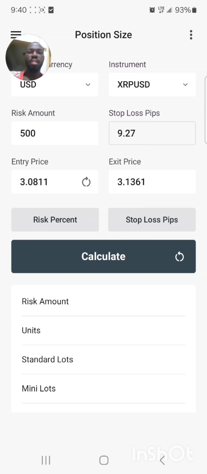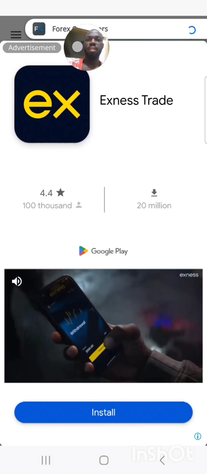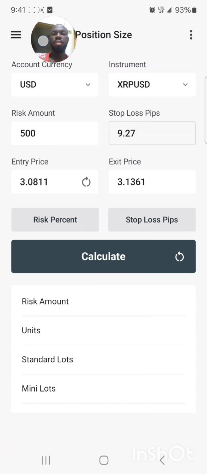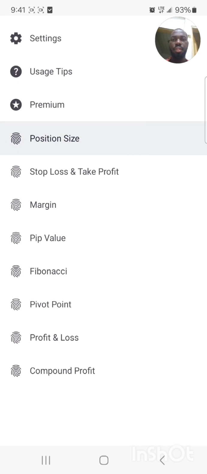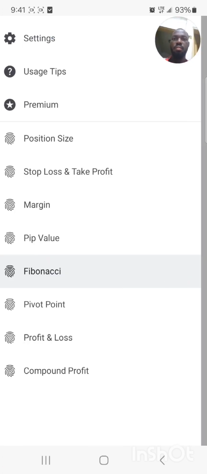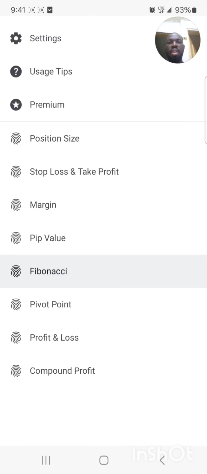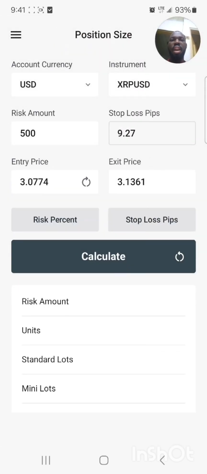Now the Forex calculator, as you can see, I calculated a trade I was supposed to enter in XRP USDT. But this is the account to be in, firstly, for seamless withdrawals with no commission. There are different settings here. You see position size, stop loss and take profits, margin, pip value, Fibonacci, pivot, profit loss, compound interest. The only tools we use are stop loss and position size. But I basically use position size all the time because that is what's necessary in entering trades. You want to enter a trade, you use position size.